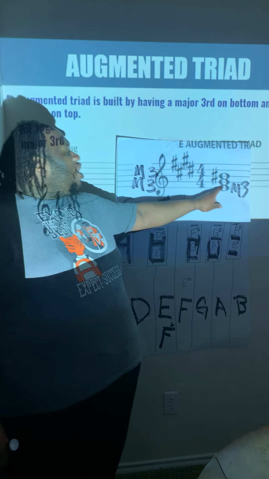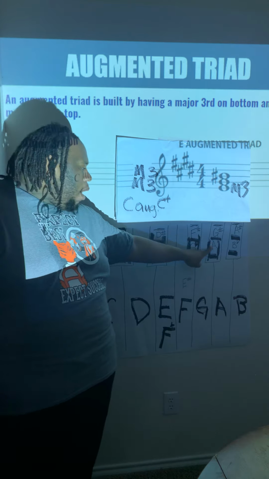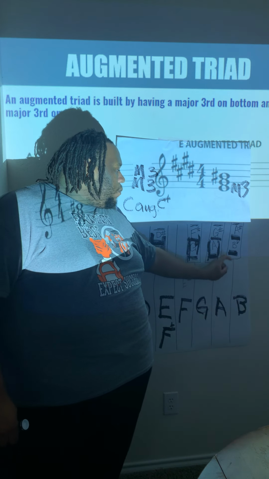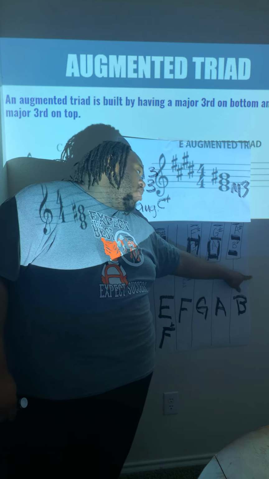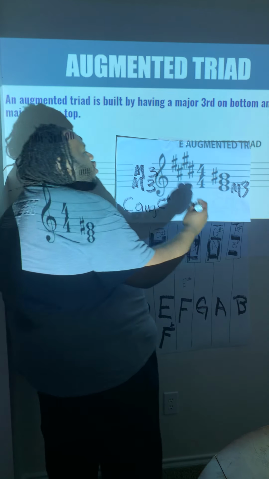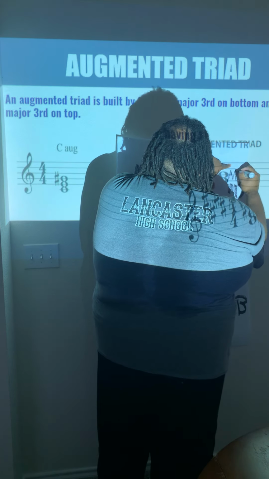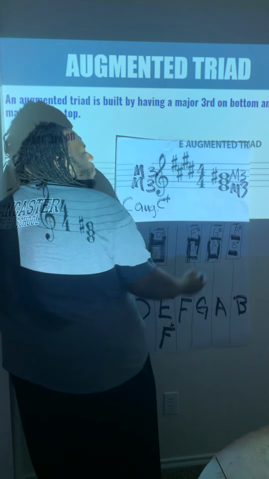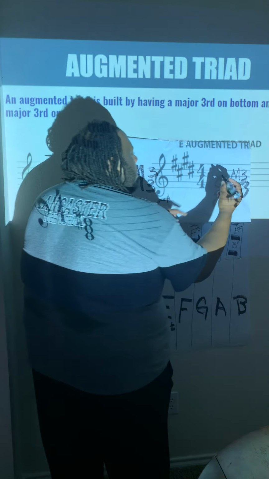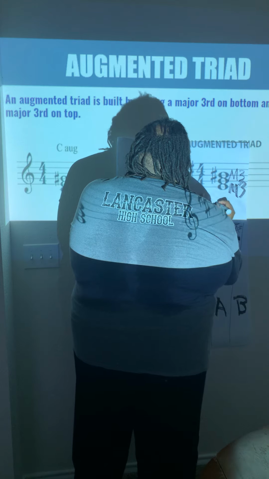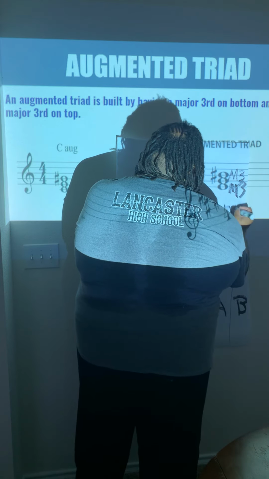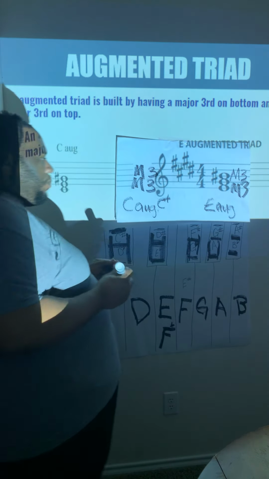But anyway, G sharp to B sharp. Start on G sharp. 1. So here we go. 1, 2, 3, B sharp, 4. That's a major third. That means this will be an E augmented chord. Okay?